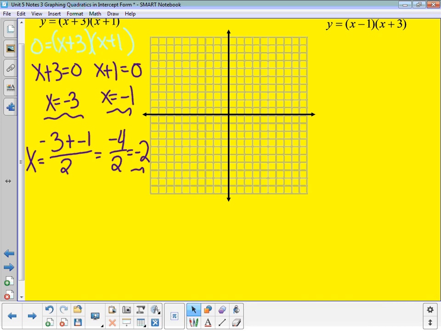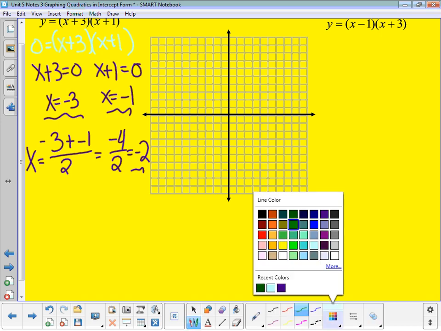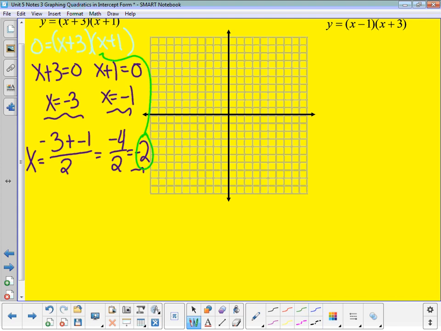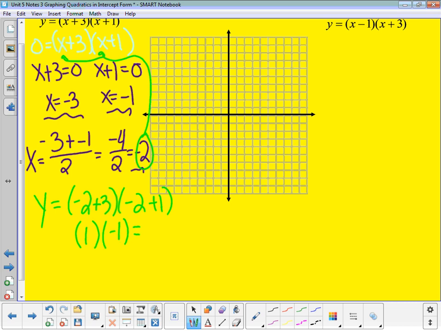Now, because that is the x-coordinate of our vertex, I can take this and plug it in for my x's up there to get my y. So I have y is equal to -2 plus 3 and -2 plus 1. So now I'm going to go ahead and plug those in. Well, -2 plus 3 is just going to be +1. -2 plus 1 is just going to be -1. So you multiply those two together and you get -1. So my vertex here is (-2, -1).